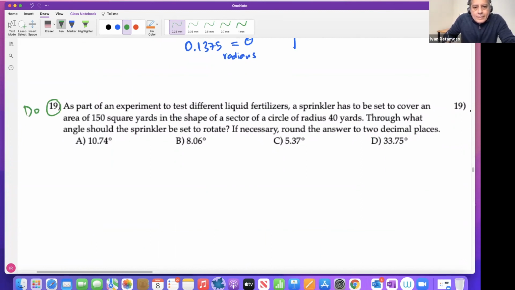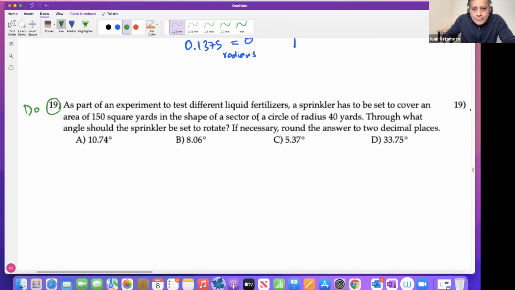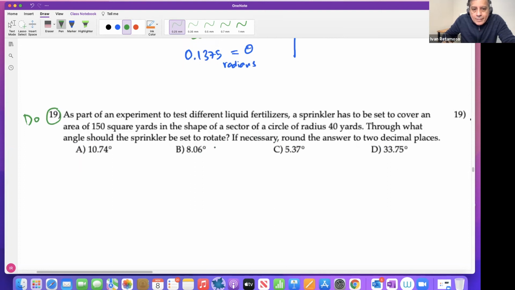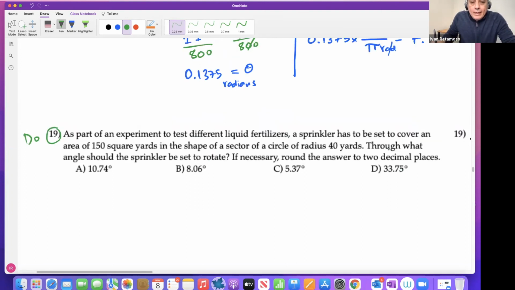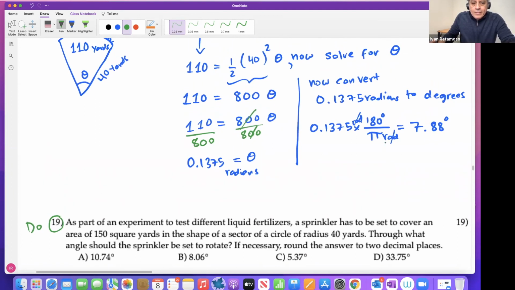Try this, guys. As part of an experiment to test different liquid fertilizers, a sprinkler has to be set to cover an area of 150 square yards in the shape of a sector of a circle of radius 40 yards. Through what angle should the sprinkler be set to rotate? If necessary, round your answer to 2 decimal places. I'm going to leave this on for you to look at as a reference, right? But try this guy. It's similar, right? You have to solve for the angle.